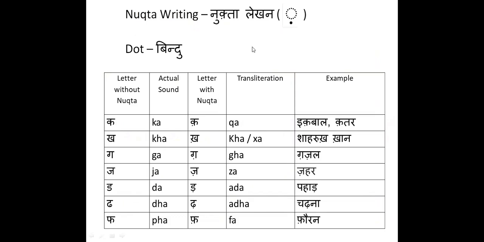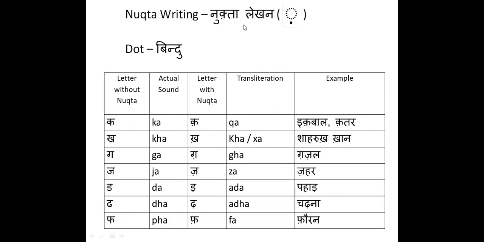Okay, next one, Nukta writing. Nukta means one bindu comes below that letter. This dot in Hindi is called bindu. This bindu comes below the letter, I mean below the Vyanjan letters. This format is called Nukta.